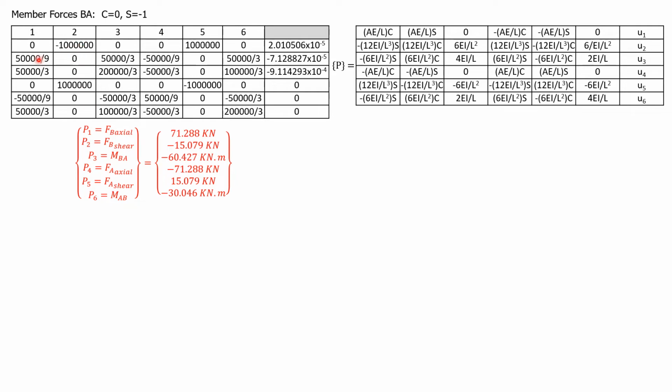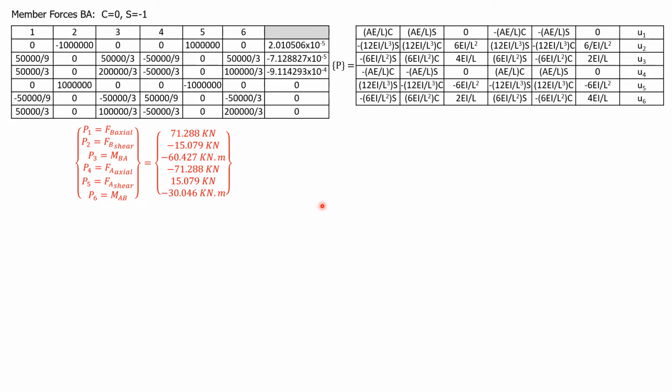For P2, it is 50,000 over 9 times this one, 2.010506 times 10 to the negative 5, then 0, then plus 50,000 over 3 times negative 9.114293 times 10 to the negative 4. You will get negative 15.079, and the rest is 0 because all these are zeros. So these are the values.